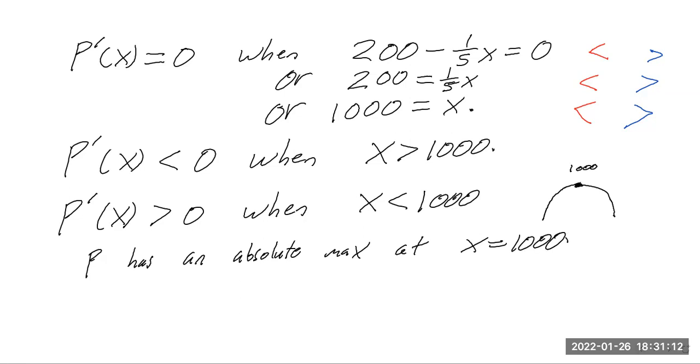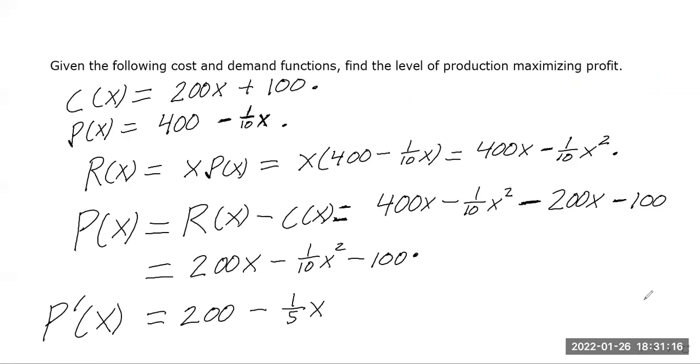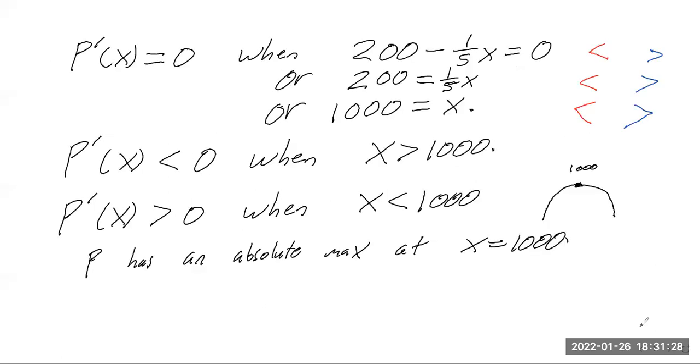Now, are we done? Well, let's look back at the statement. Given the following cost and demand functions, all I had to do was find the level of production maximizing profit. Well, I found a critical number. I determined that I get a max there. I found the level of production. We get to call it a day this time.